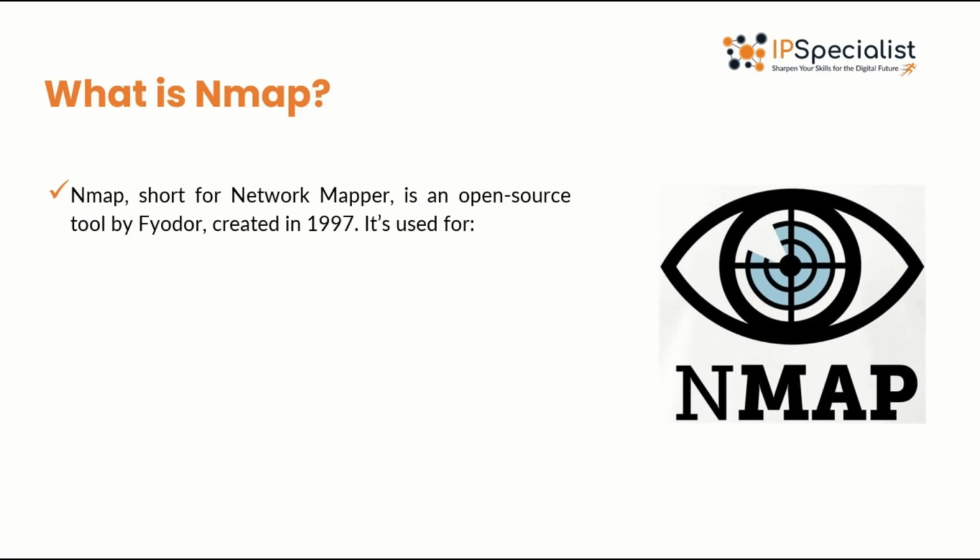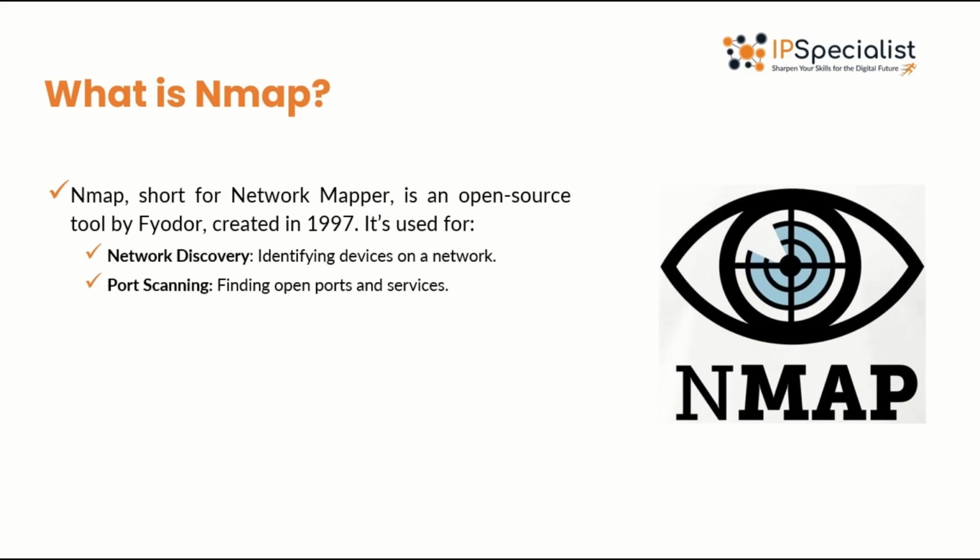Now let's talk about some key uses of Nmap, an amazing tool for network scanning. First up, we have network discovery. Nmap can quickly identify all the devices connected to a network, which is super helpful for keeping your inventory up to date. Next one is port scanning. With Nmap, you can see which ports are open on a target system and what services are running there. This is crucial for spotting potential entry points into a network.